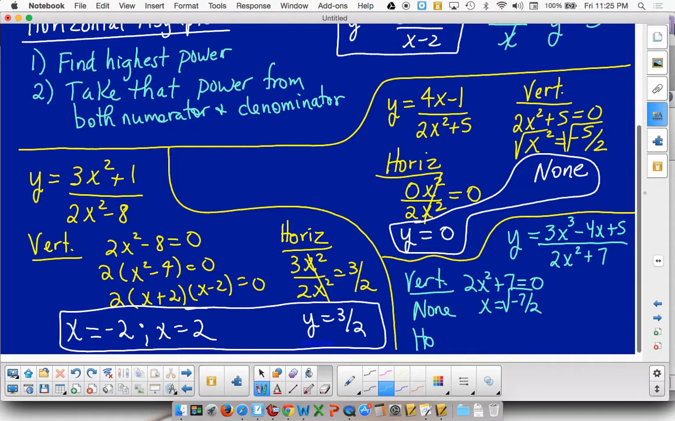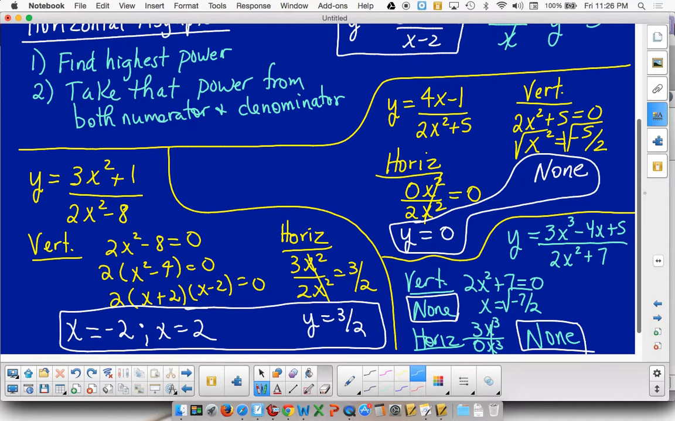Okay, horizontals. I'm taking the highest power of x. In this problem, I see the highest power is x cubed. So I'm going to take 3x cubed from the top. I don't have an x cubed in the denominator, so I'm putting a 0x cubed. And I'm left with 3 over 0. That's undefined. So what's that mean about my horizontal? Yes, indeed. It's also none. This one has neither a horizontal nor a vertical. However, it does have one other kind, which we'll get to here momentarily. But it's possible. Maybe you don't have any asymptotes. In this case, there's no horizontals or verticals.